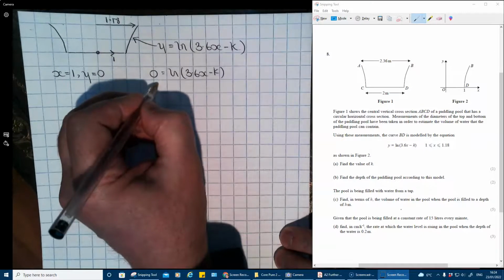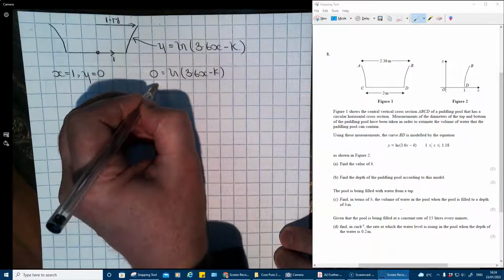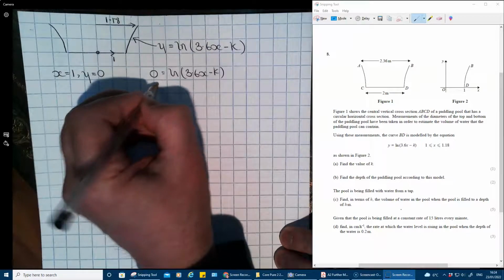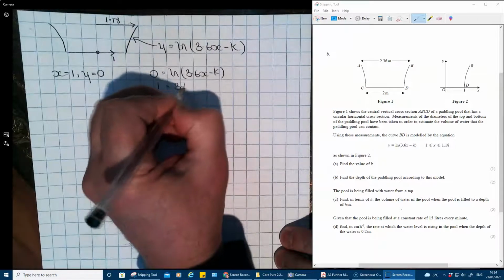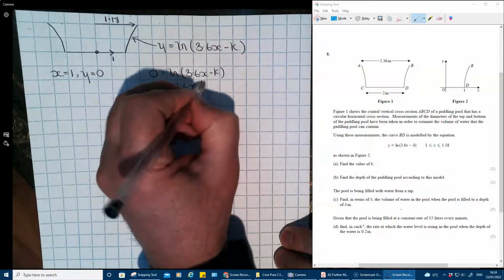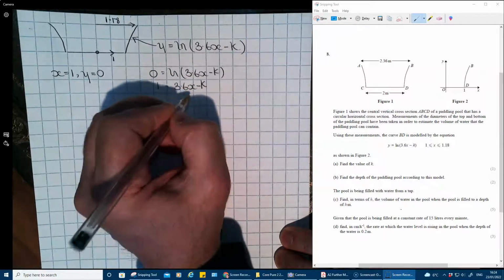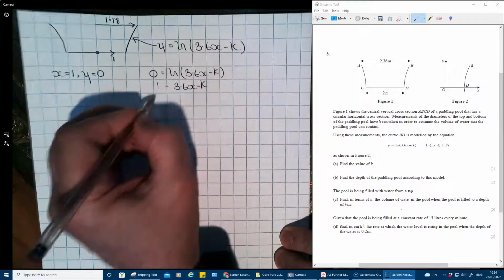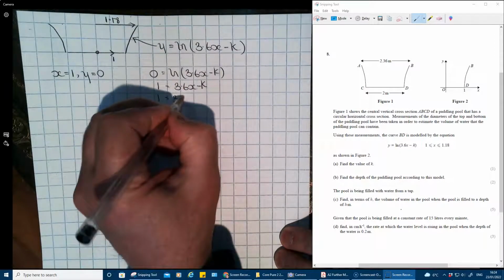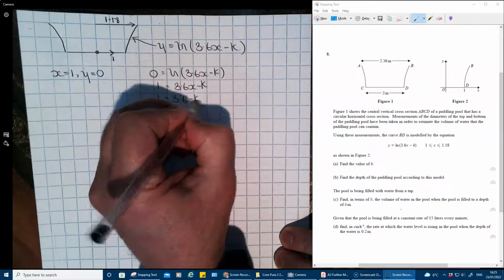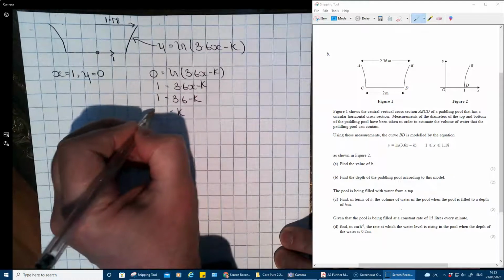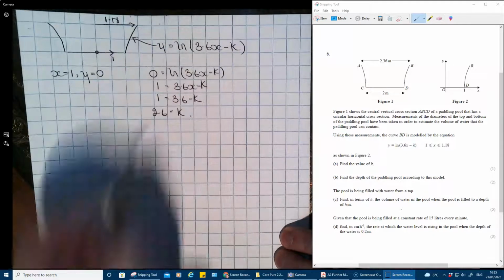e to the 0 is 1, so 1 equals 3.6x take away k. Oh, sorry, I know that x is 1, so 1 equals 3.6 minus k, so k equals 2.6.